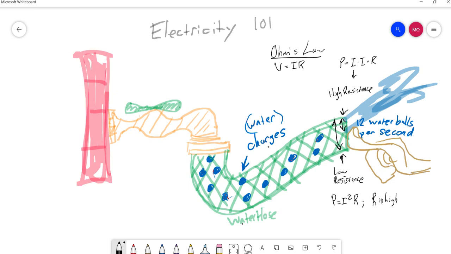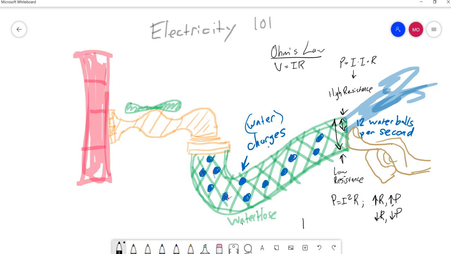So now we can rewrite this, as I said before, P equals I squared R, or power equals current squared times resistance. And the way we can kind of write this to sum it up is, if the current stays the same and the resistance goes up, the power goes up. And if the current stays the same, or the flow stays the same, and the resistance goes down, the power goes down. So now we have a pretty good summarization of what electricity is.